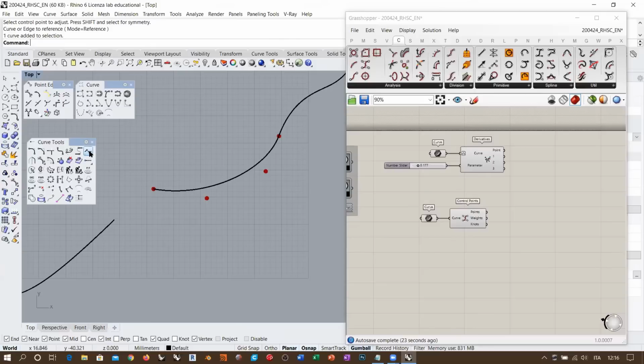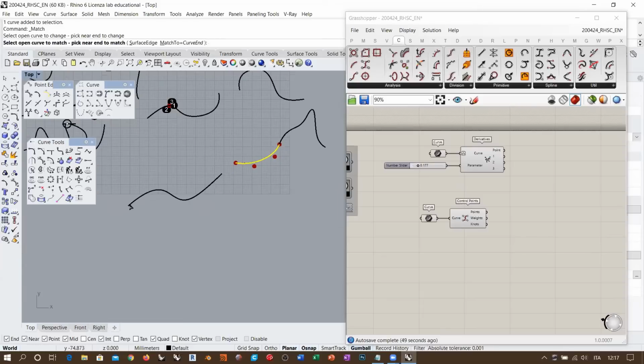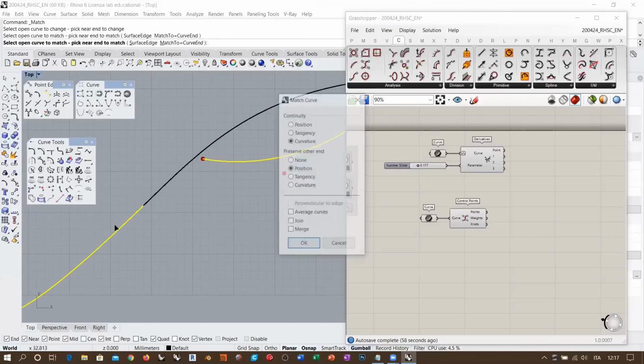So match curve is another utility that allows to adjust the continuity between two lines. So first, it asks for the open curve to change, and pick near the endpoint you want to move or change, right? So I want to change this curve here towards this endpoint to adjust it to this line. So I pick this line here. And then it asks, select open curve to match, pick near end to match. So I don't pick this point, because else this curve will be put in relation with this curve on this endpoint. I want this connection to happen here.